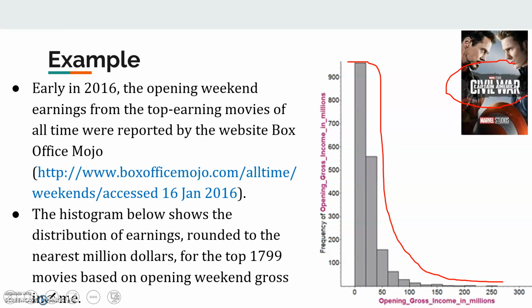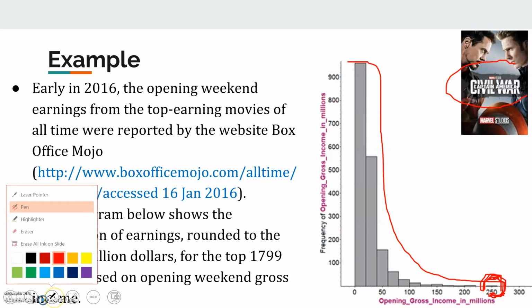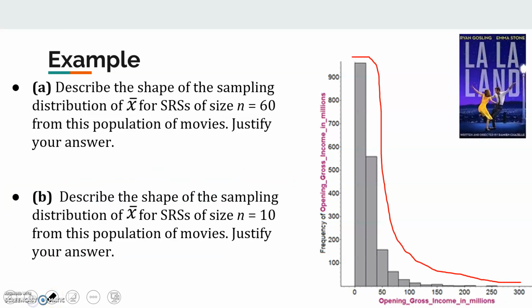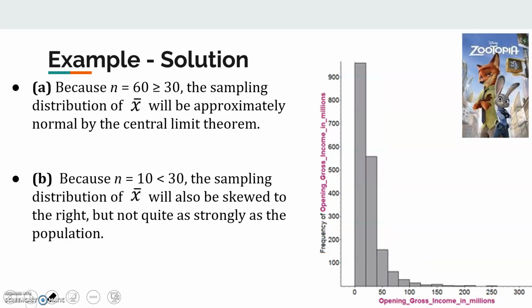And we have this very heavily skewed right population. Some movies make a lot of money in their first opening weekend, whereas most don't. So we've got a skewed right distribution. So here goes the question now. Describe the sampling distribution of X bar for SRSs of size n equals 60 and justify your answer. Part B is describe the shape of the sampling distribution of X bar for SRSs of size n equals 10. Alright, so let's take a look at our solution.